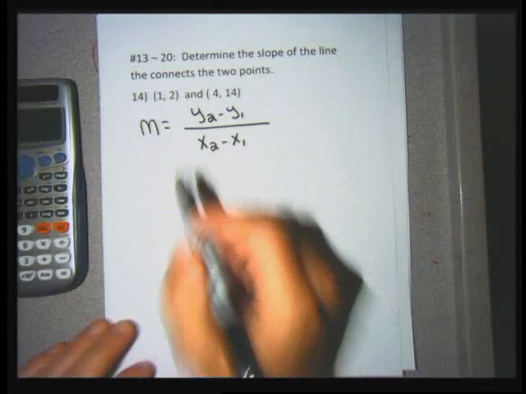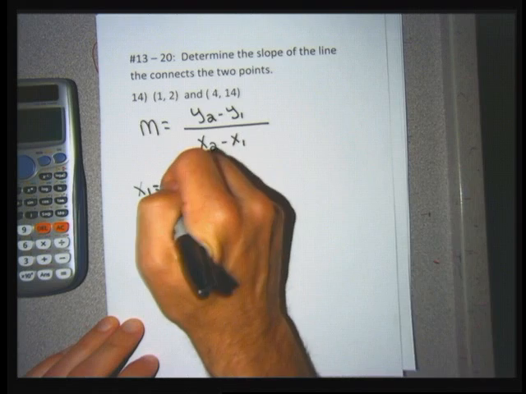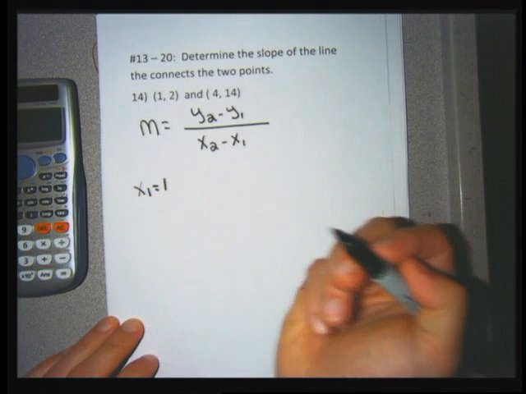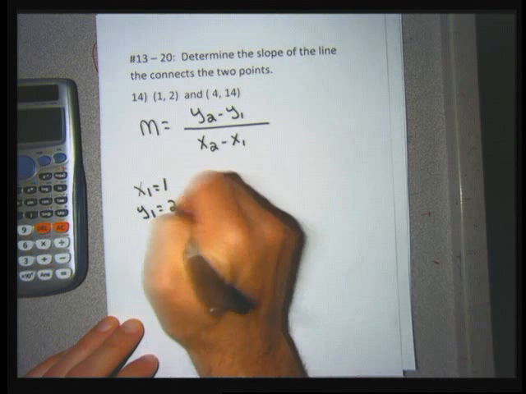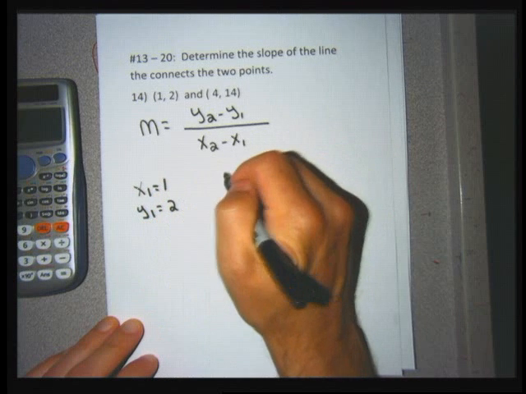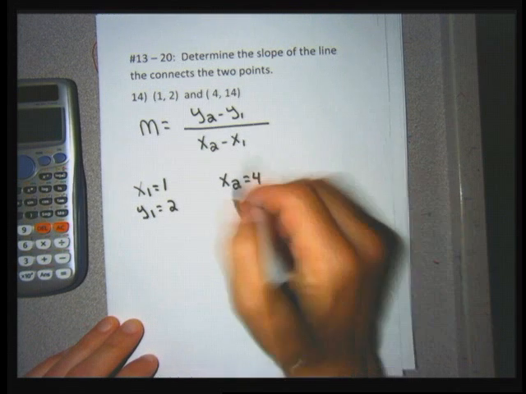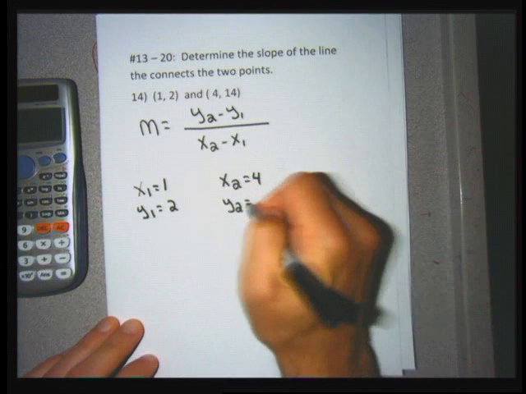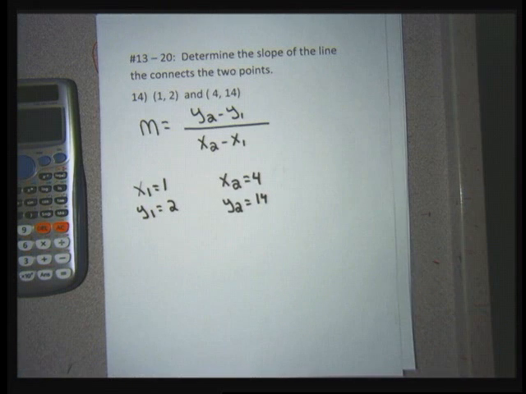I need to have values for each of the numbers in the formula. The x1 is going to be the x coordinate of the first point, which is 1. The y1 is going to be the y coordinate of the first point, which is 2. The x2 is going to be the x coordinate of the second point, which is 4. The y2 is the y coordinate of the second point, which is 14. We'll plug those 4 numbers into the formula.